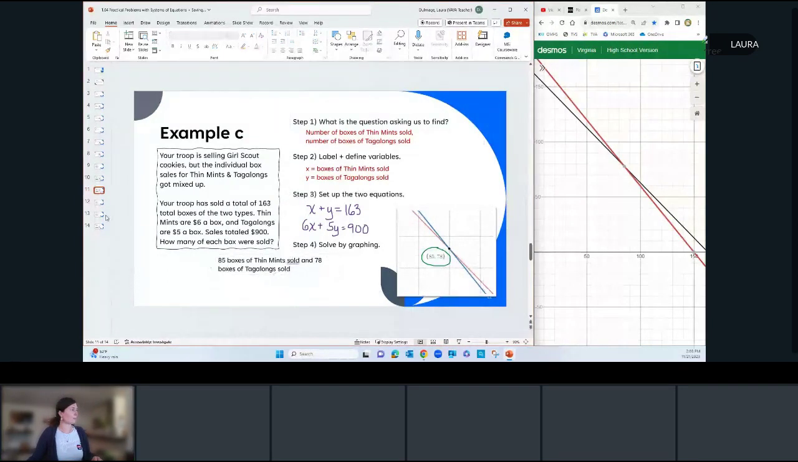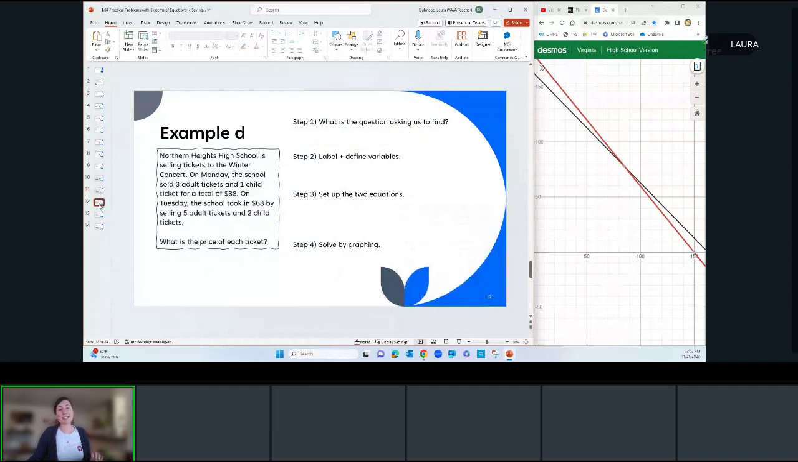There is our answer. Okay, our final example today. Northern Heights High School is selling tickets to the winter concert. On Monday, the school sold 3 adult tickets and 1 child ticket for a total of $38. On Tuesday, the school took in $68 by selling 5 adult tickets and 2 child tickets. What is the price of each ticket?